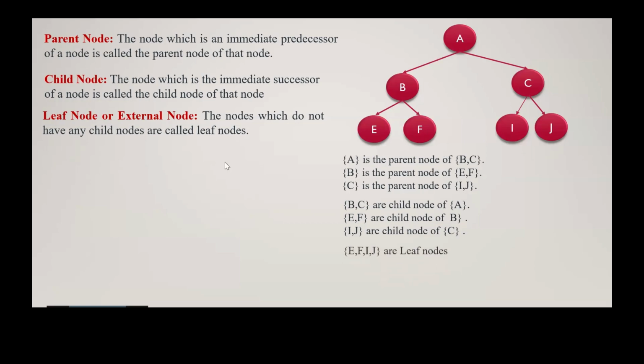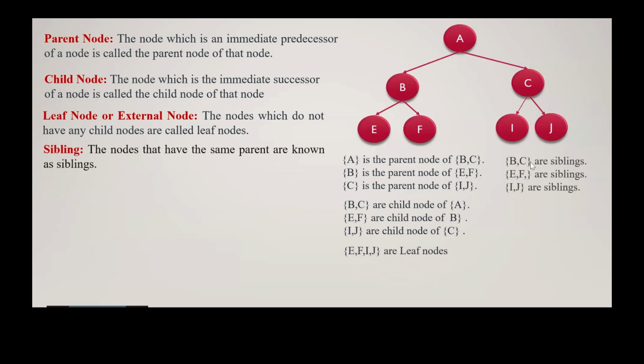Yes. Then sibling. The nodes that have the same parent are known as siblings. So whenever more than one node has the same parent, at that time we call these nodes sibling nodes. So in this diagram, B and C have the same parent, A. So we can say B and C are siblings.